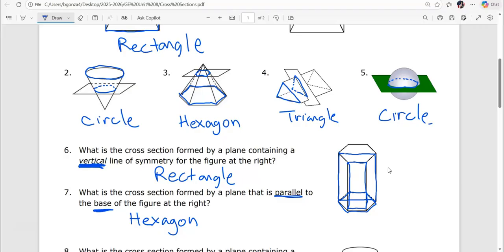Even if you cut it right here in the middle. Check it out. 1, 2, 3, 4, 5, 6. No matter how you slice it. Okay. Parallel to the base matches the base. Vertical matches the vertical. That's how it works.